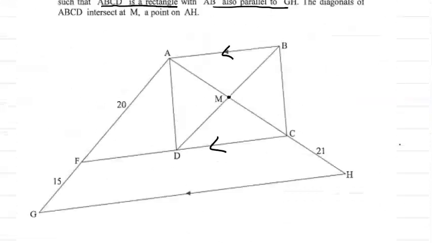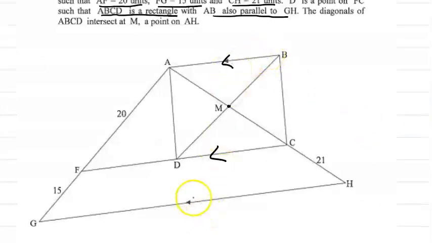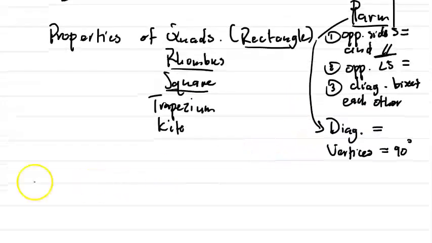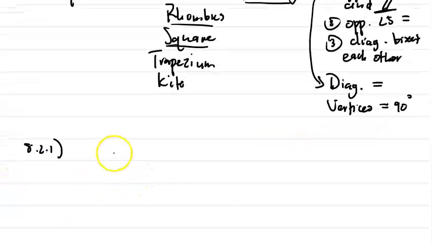Now what are we given? We are given that AB is parallel to GH. So therefore we have AB which is parallel to FC which is parallel to GH. So therefore FC will be parallel to GH. So let's write that down. So for 8.2.1, let's go and write that down.